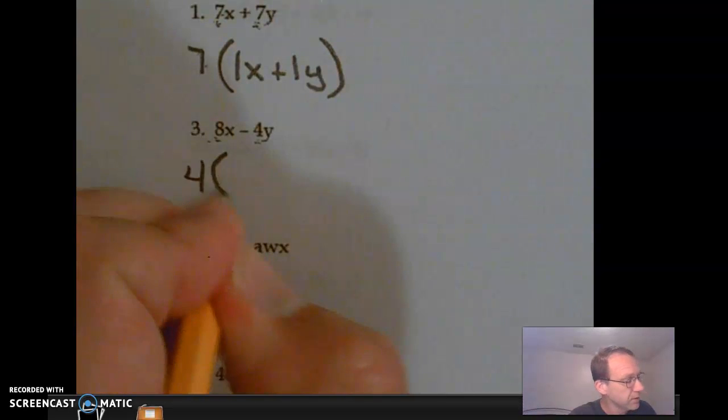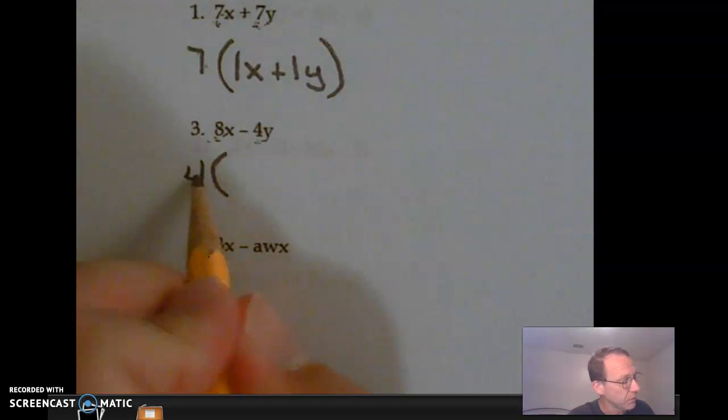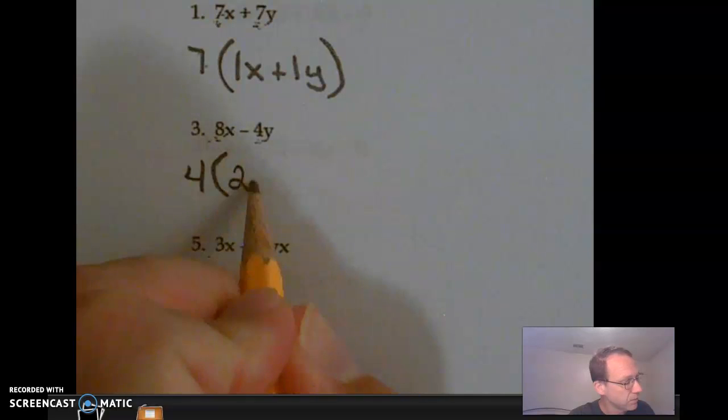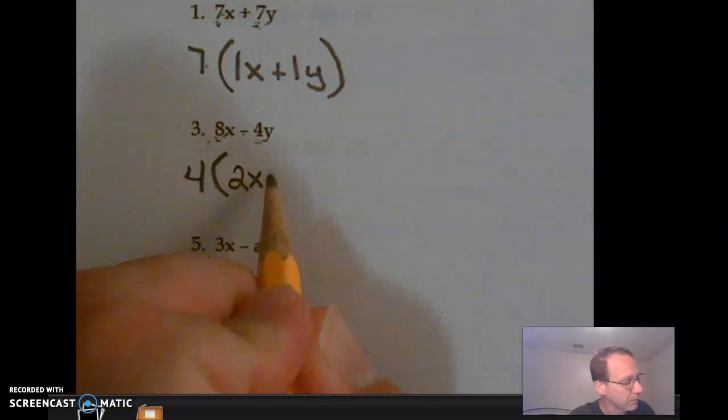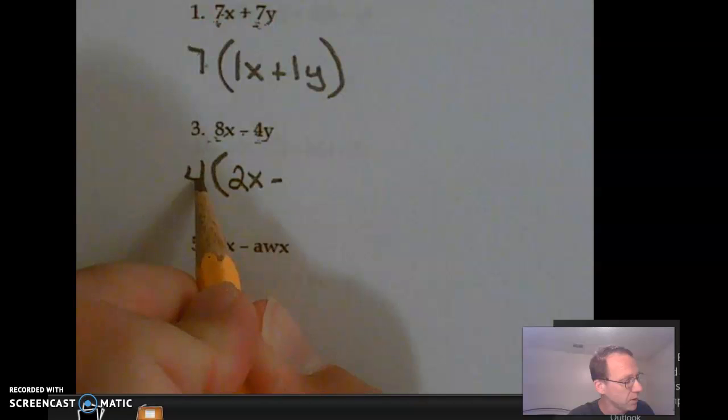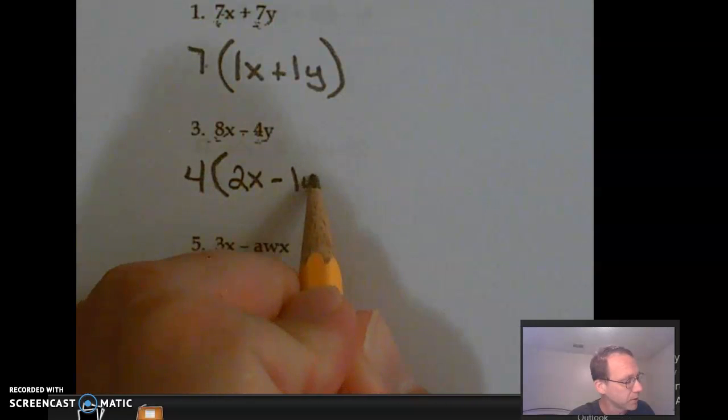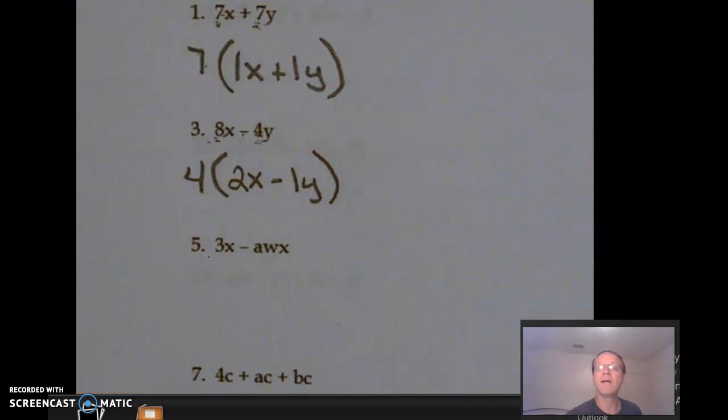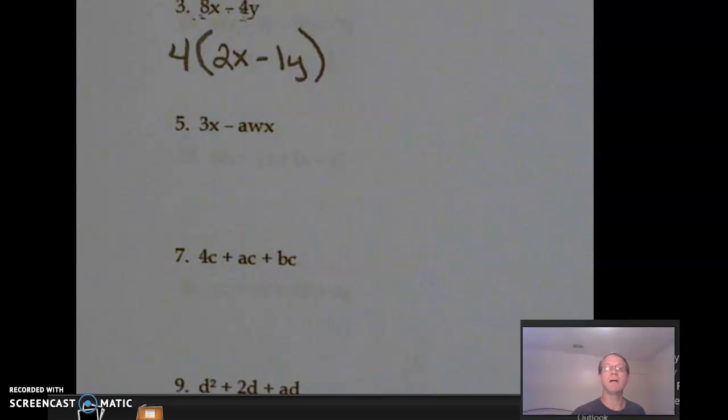So let's start dividing. 8 divided by 4, 2. Bring down the x, bring down the minus. 4 divided by 4 is 1. And there we have it. There is your answer. Okay, so let's go ahead and take a look at number 5.